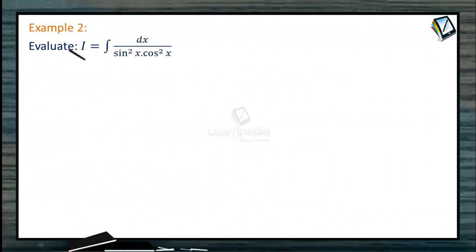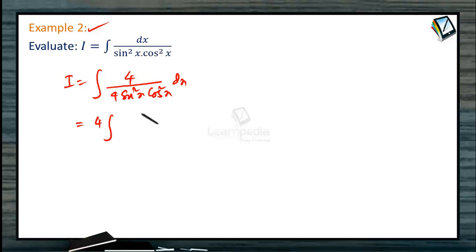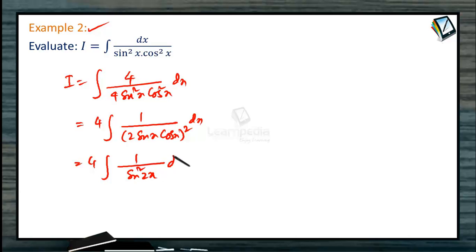Next, let us go to example number 2. Evaluate the integral of 1 by sin square x cos square x. Obviously I is equal to the integral of, multiplying and dividing by 4, as there is sin square x and cos square x, dx. Therefore 4 is outside, integral 1 by this 4 becomes 2 square, so that becomes 2 into sin x cos x whole square dx, that is 4 into integral of 1 by 2 sin x cos x, which will be sin 2x, hence it is sin square 2x dx.